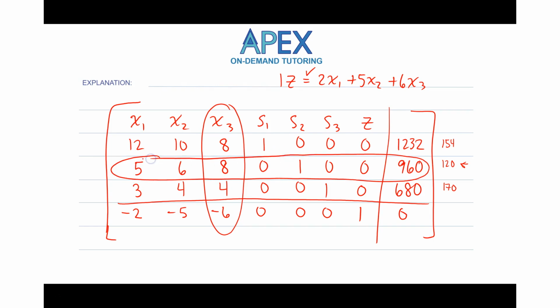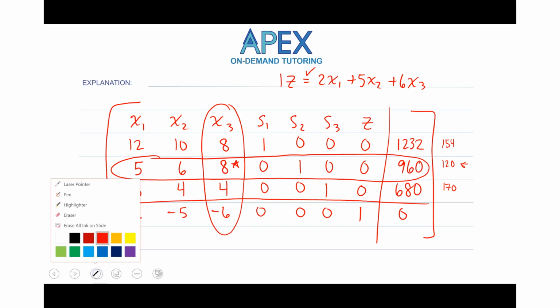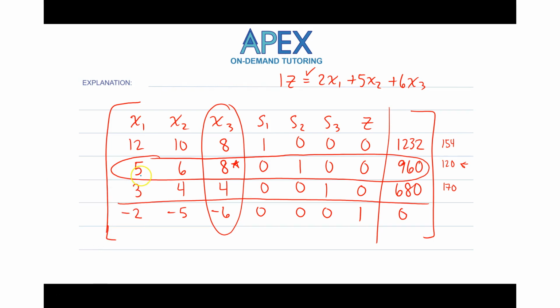And that tells us that the pivot number will be 8, the pivot entry. Okay, so we have to do a couple things. First of all, we have to divide that row by 8. So we have 5/8, 6/8, 8/8, 1/8, and 960/8 is 120.